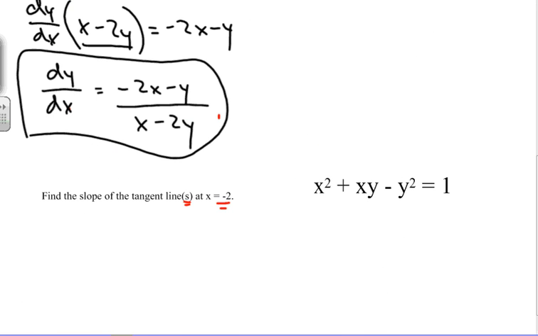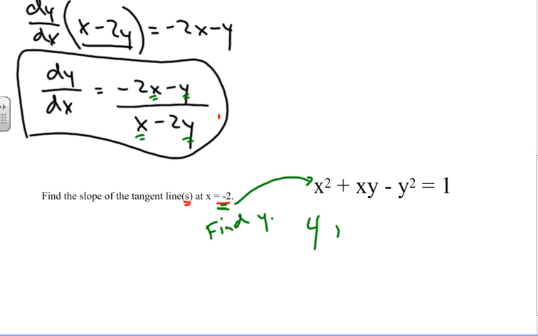Now, in order to find the slope of the tangent line, I need an x and a y value. I only have an x value, so I need to find the y value. To find the y value, we need to plug the x into the original equation. Okay, so we need to find y. It's like finding Waldo, but completely different.